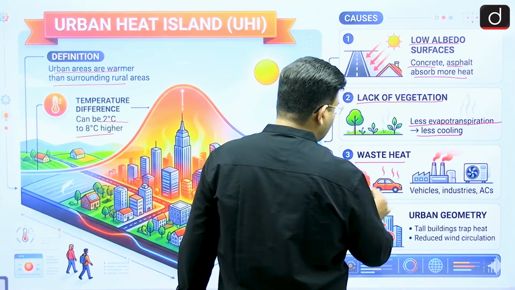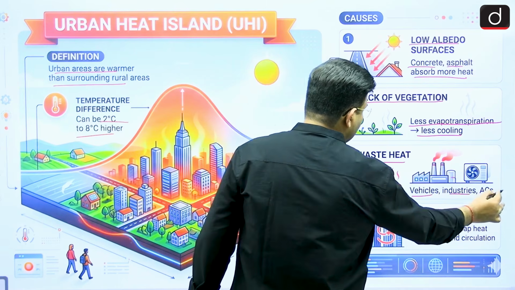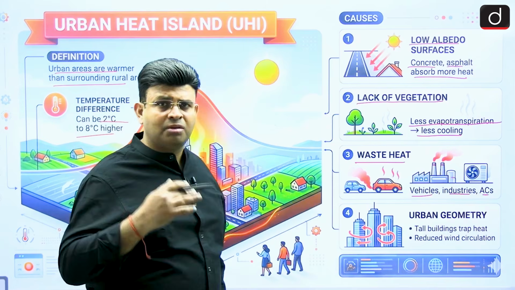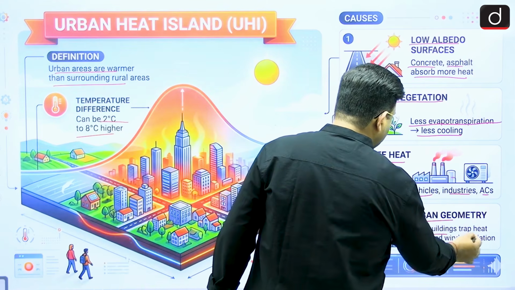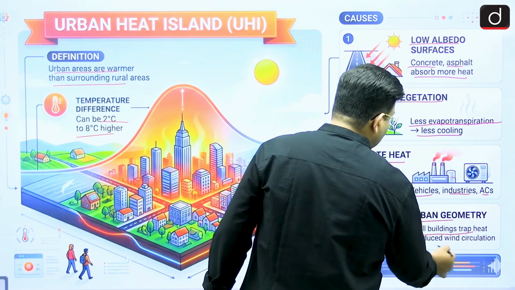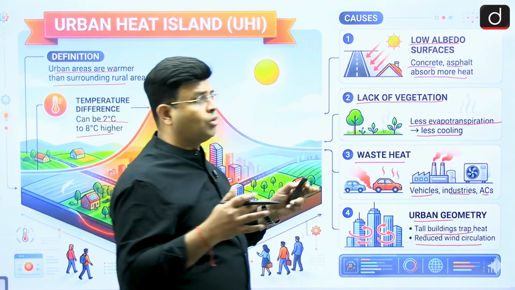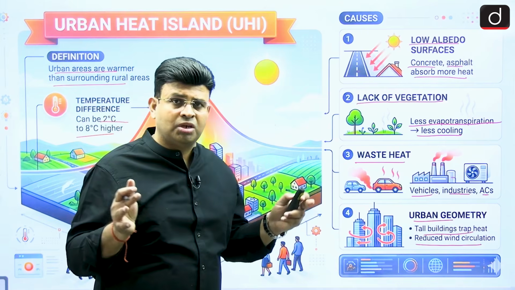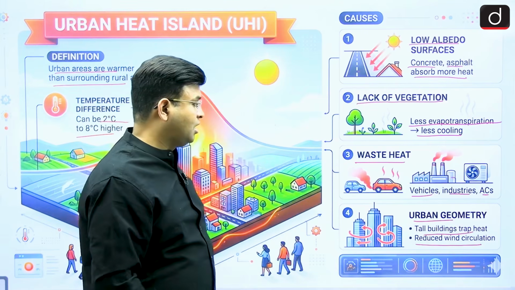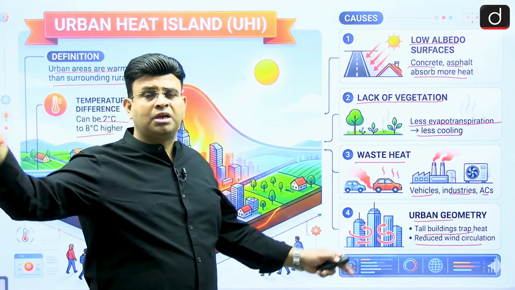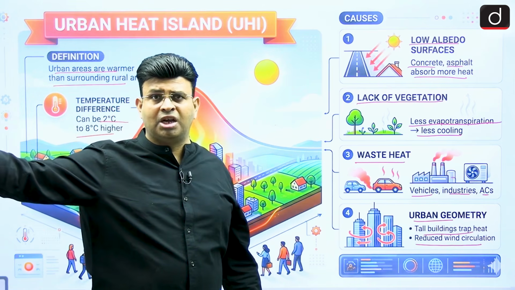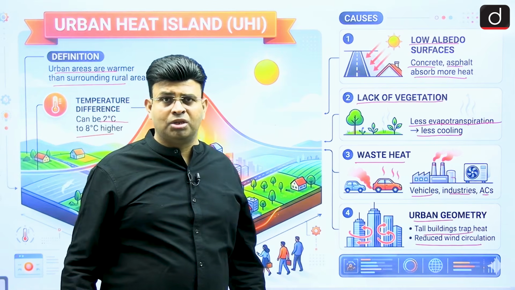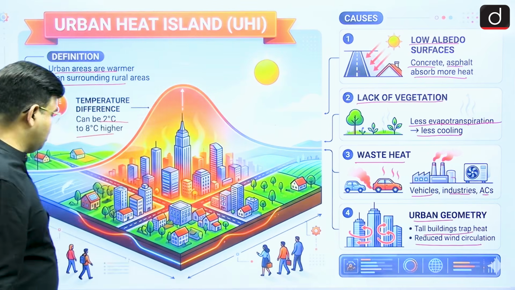There is also waste heat from vehicles, industries, and ACs, releasing more heat into the atmosphere. Urban geometry matters too: tall buildings trap heat more, and reduced wind circulation means the outer wind, which is relatively cooler, is not able to enter the urban areas. We can say that this is an urban heat island.